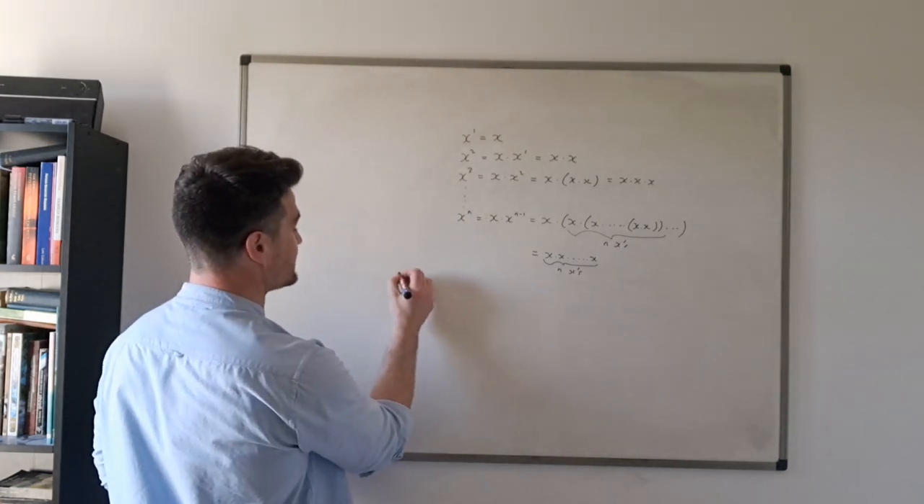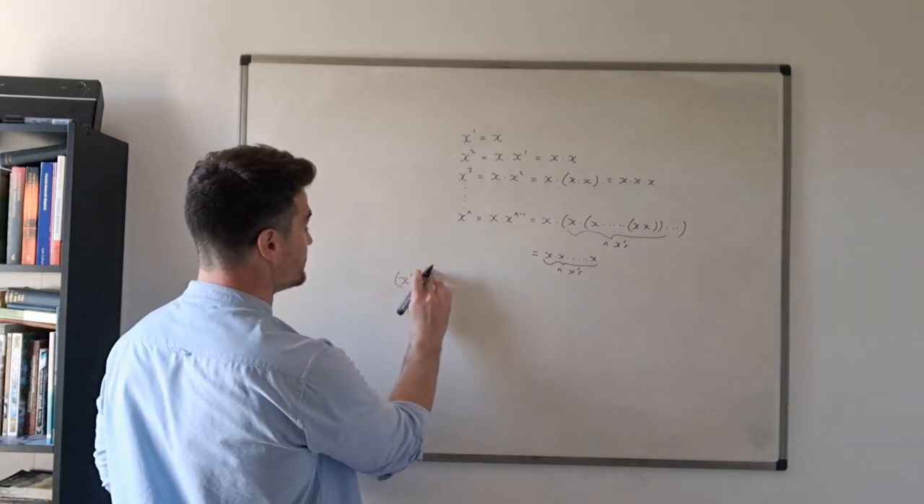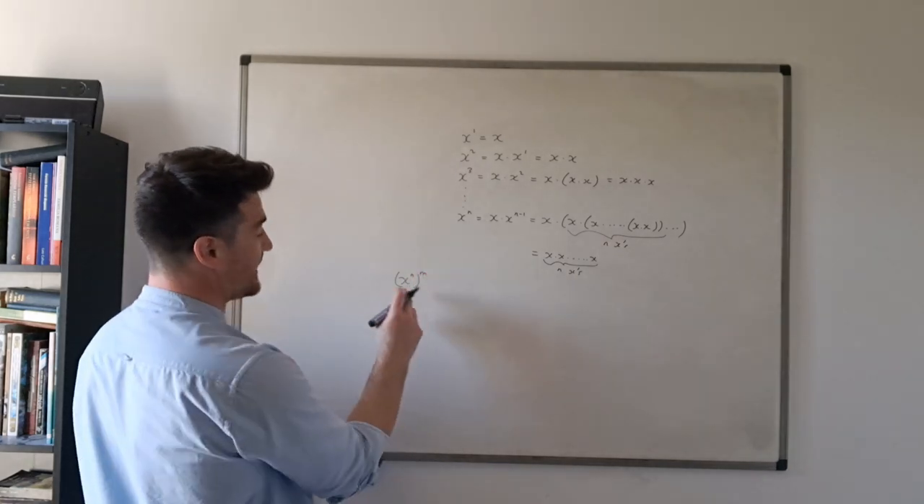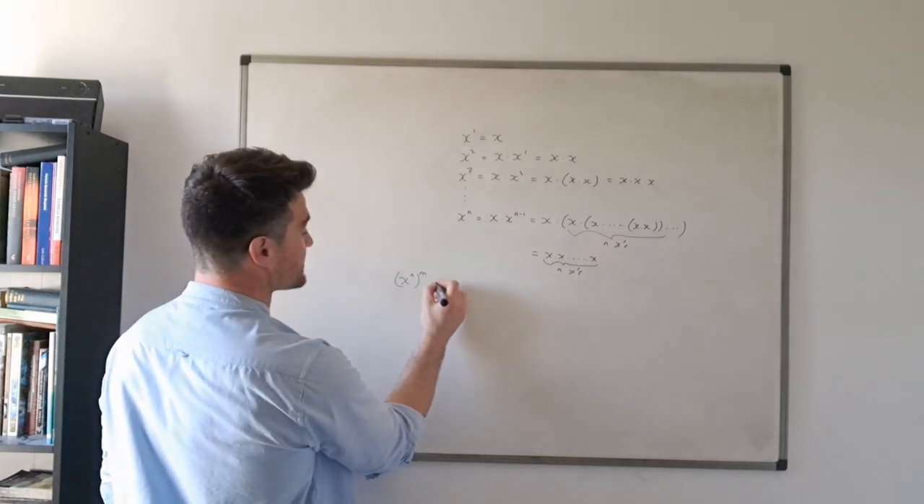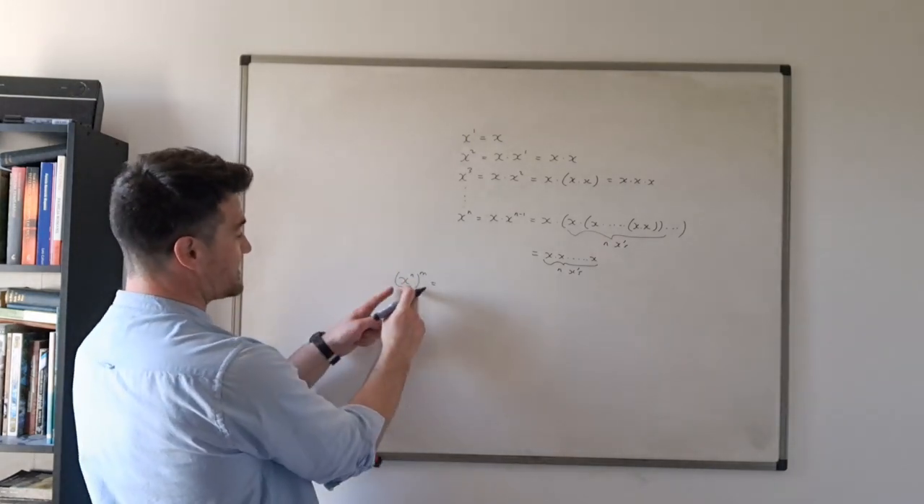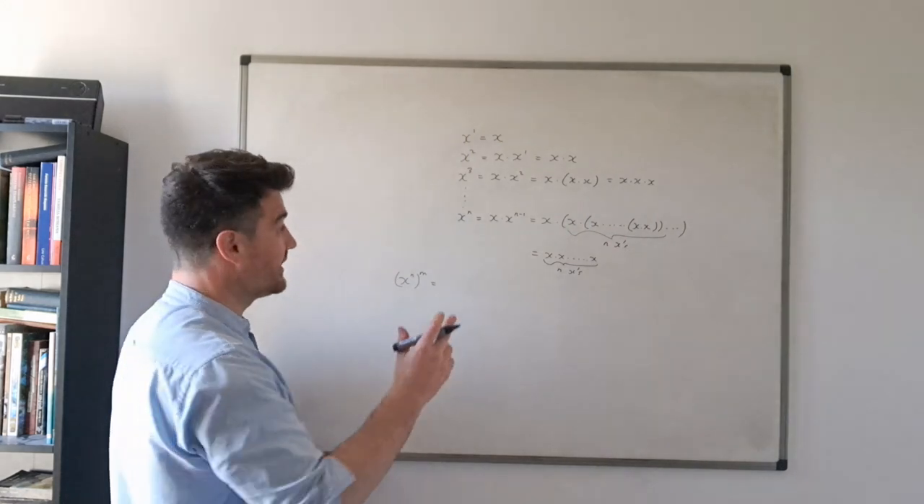X to the power of n to the power of m. Oh, that went a bit wrong, didn't it? X to the power of n to the power of m. Because, well, I know what this means. X to the power of n is just a real number, by the way.